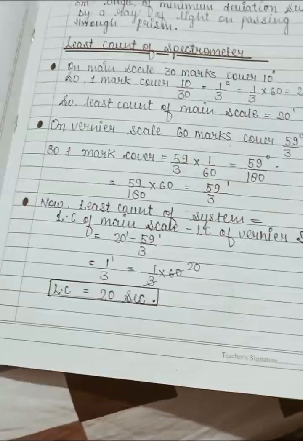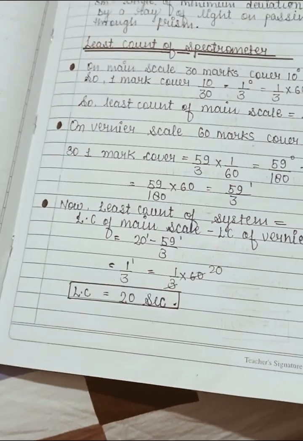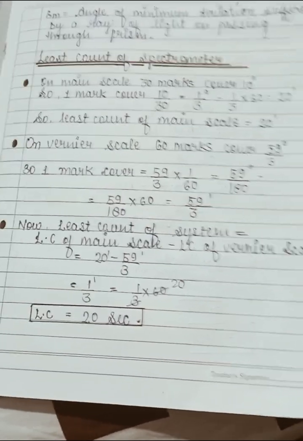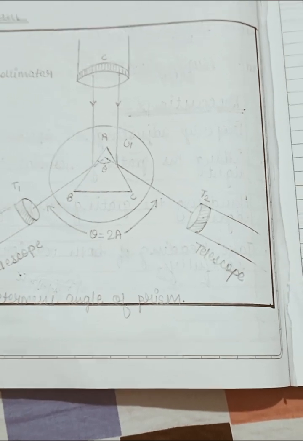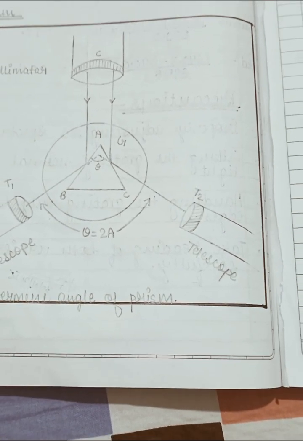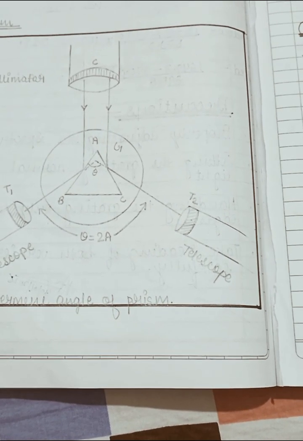The least count of the spectrometer is 20 seconds. You can see here. Now I will explain the diagrams. Diagram first, to determine the angle of prism.